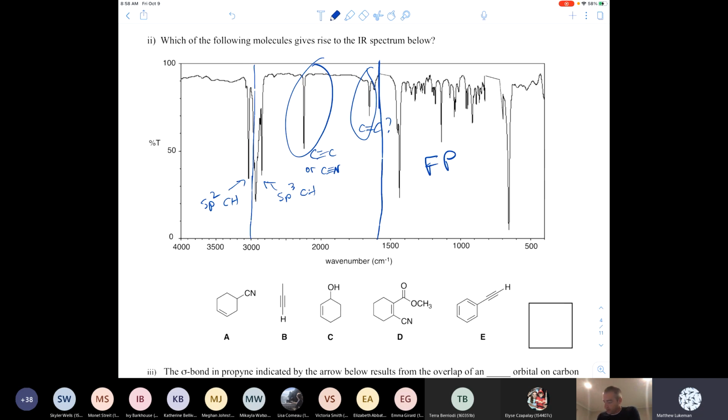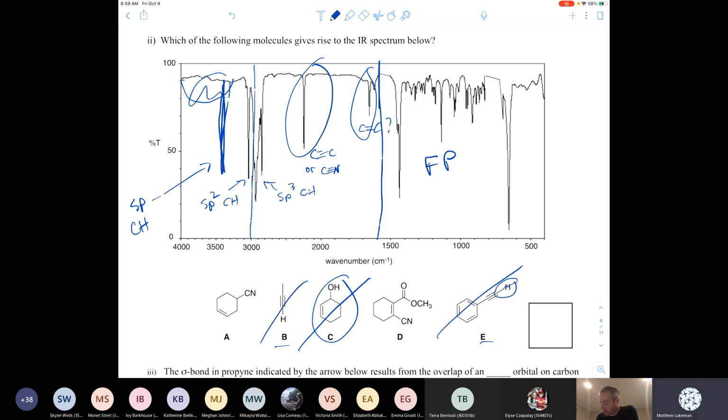fit. So you can see compound C is definitely not there because there's no OH peak right on this part of the spectrum around 3500. Also, there's no triple bond in that structure. The rest all have triple bonds, so that's good. But if you look at B and E, both of these have terminal alkynes. Terminal alkynes show a sharp peak out here for an sp hybridized CH. We don't see that, so we can cross off B and E as well.